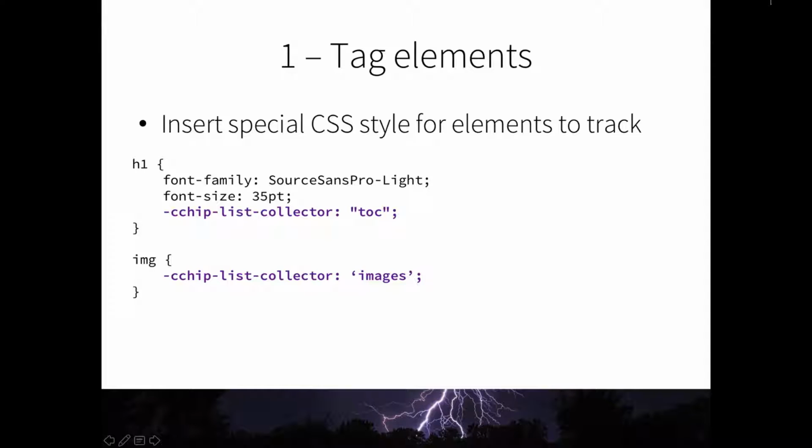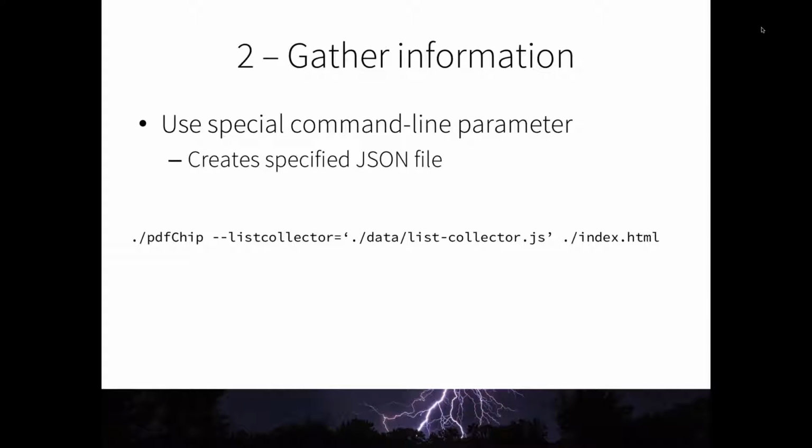What you can see is that in my CSS snippet that I have here, I do the same for images. So I am saying that for images, I also want to save information, but in this case, I want to specify that the name of the list will be images.